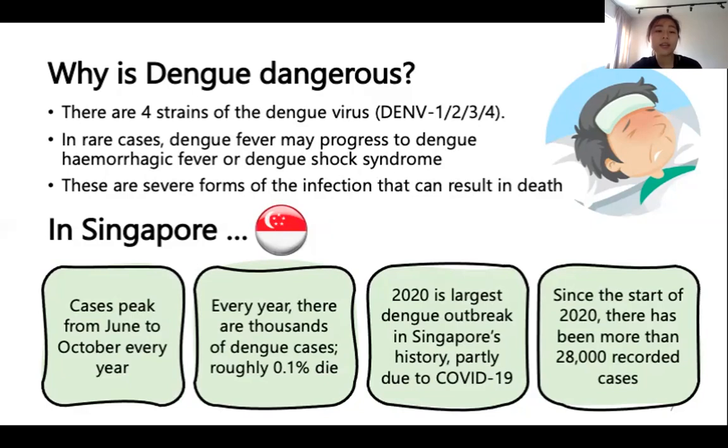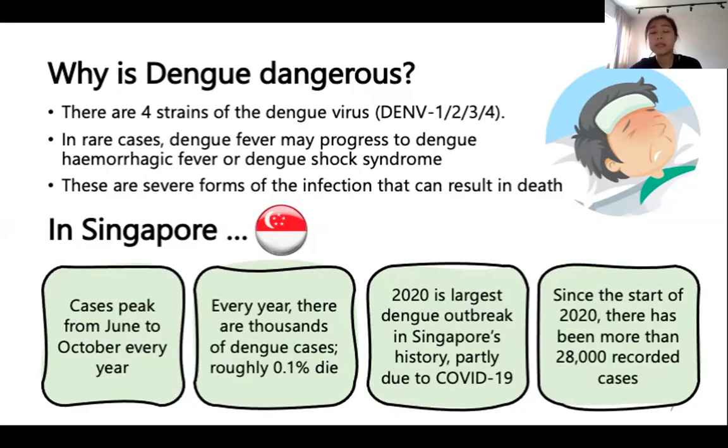Dengue fever can progress to even more severe forms, such as dengue hemorrhagic fever, which can cause severe bleeding and a sudden drop in blood pressure. And it can turn the body into shock and result in death.